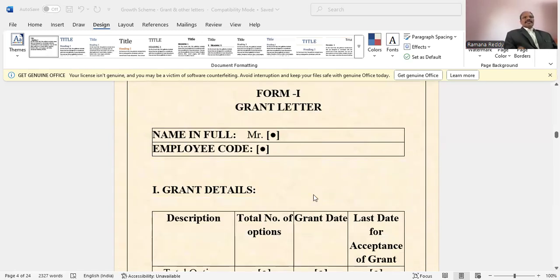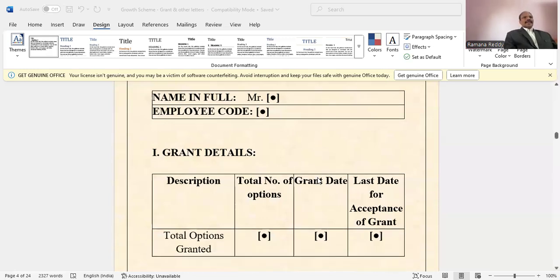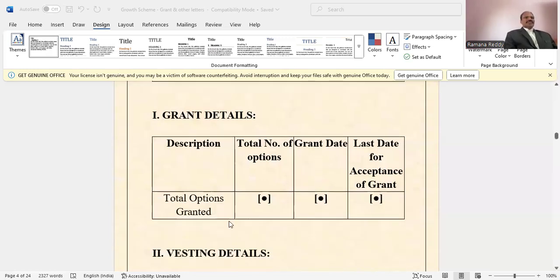Now I'll explain the grant letter. As of now, I explained the covering letter. Now we'll go to the grant letter. In the grant letter, we have to write the name in full, employee name, and employee code, and grant details. So total options granted, total number of options, and grant date. Grant date is the date on which the grants are approved in the nomination and remuneration committee, and date for acceptance of grant. So here we will give 30 days time.